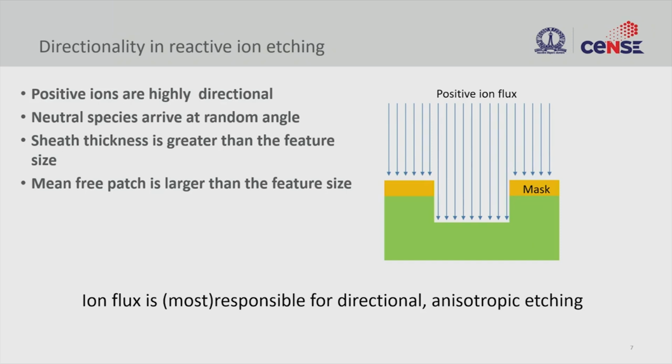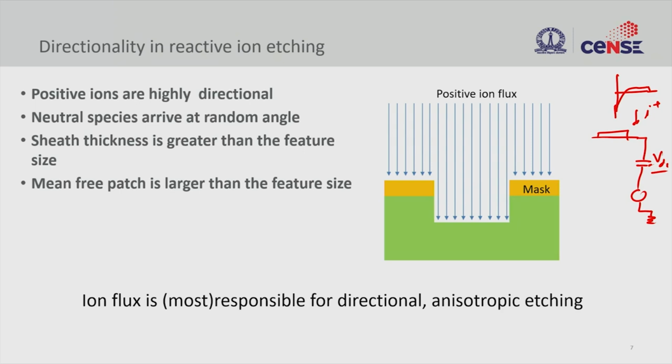So let's look at how we achieve directionality by using ions. Ions are important, we all know. Particularly positive ions are highly directional, because if you remember, we had the blocking capacitor along with your RF, which is grounded, and this VDC. VDC was negative, so when you have a negative VDC, you will attract positive ions. So you will have positive ions attracted towards your substrate. And the neutral species are random because they don't respond to any voltage that you apply.